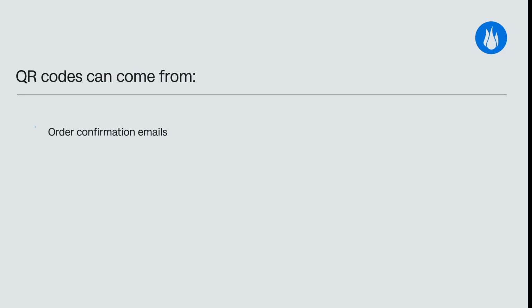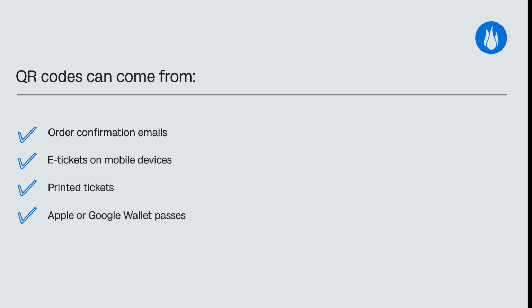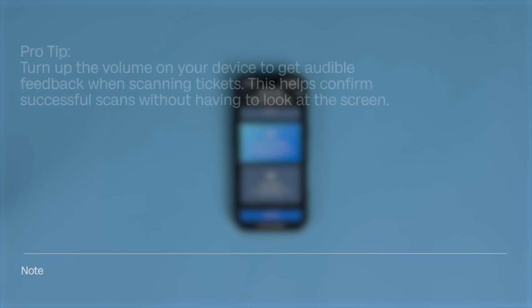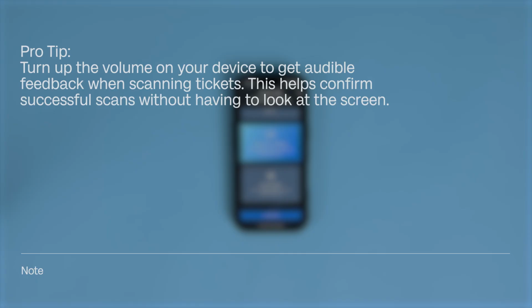QR codes can come from order confirmation emails, tickets on mobile devices, printed tickets, or Apple or Google Wallet passes. Pro tip: turn up the volume on your device to get audible feedback when scanning tickets. This helps confirm successful scans without having to look at the screen.